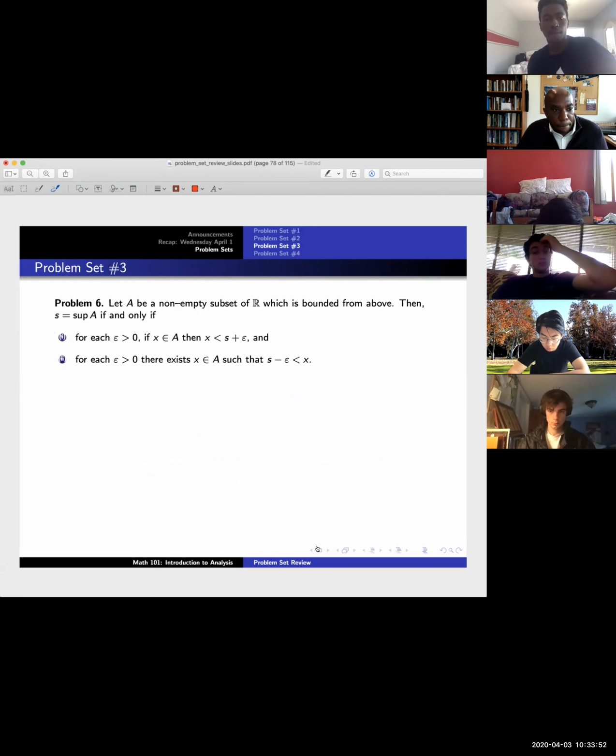Right. Okay, problem number 5. So maybe I'll say a few words about this because I think that we went over this, but there might have been some confusion about it. So this says, show that S is the supremum if and only if we have these two inequalities here.